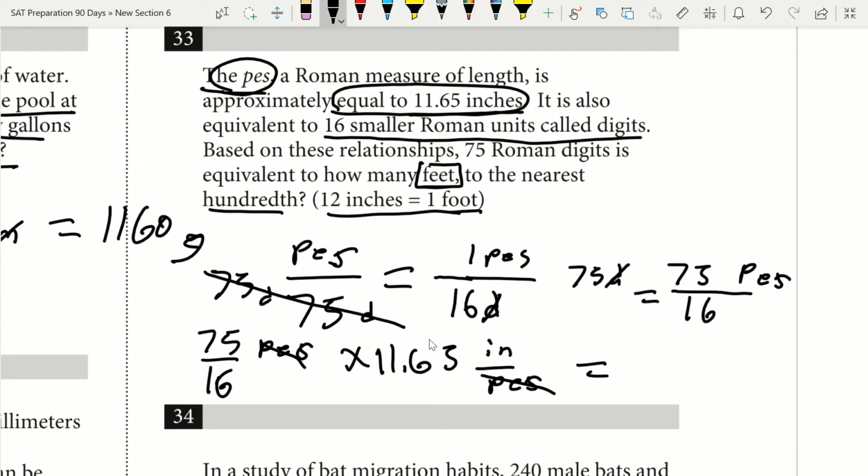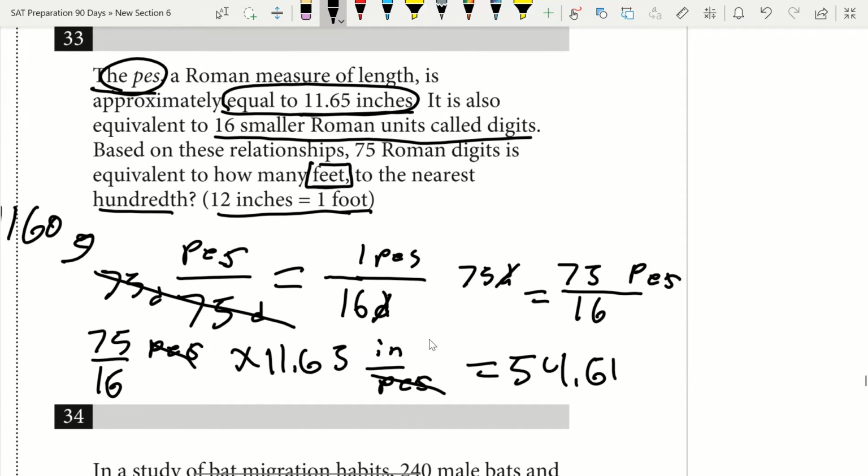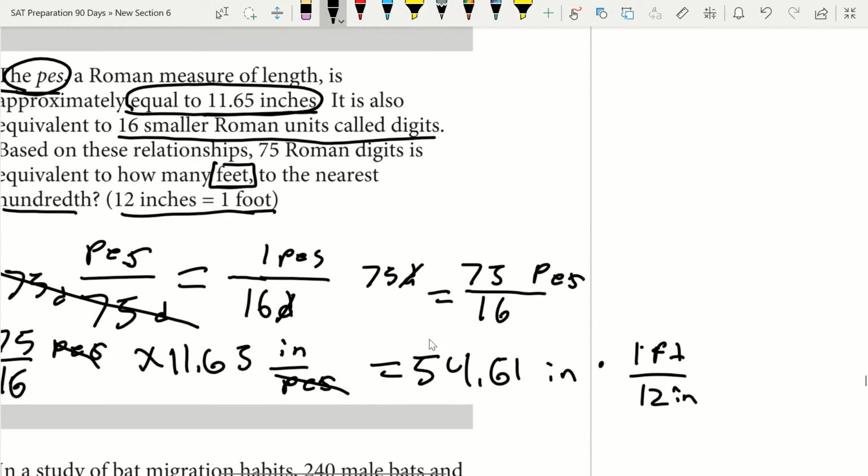I'm going to plug that in my calculator. So just give me one moment to do so, and you can do it as well if you're watching this. So we plug that in our calculator, and that's going to give us about 54.61, right? 54.61. Okay, so at that point then, we have our answer in inches, but we need to answer in feet. So what we do then is we multiply by 1 foot per 12 inches.